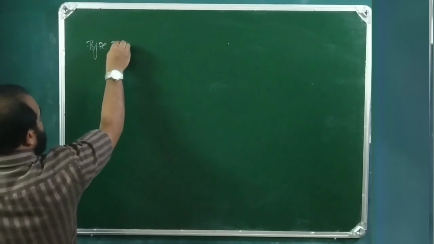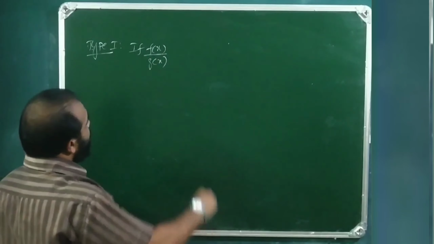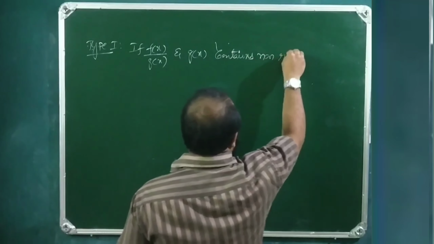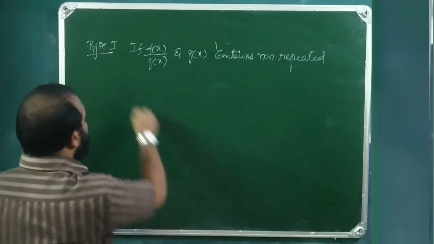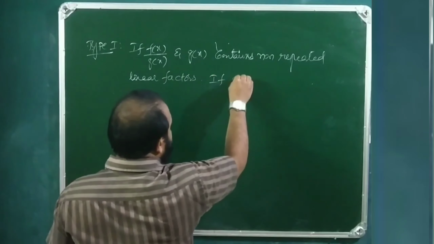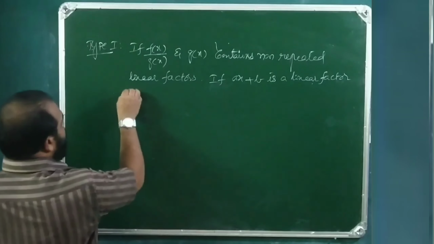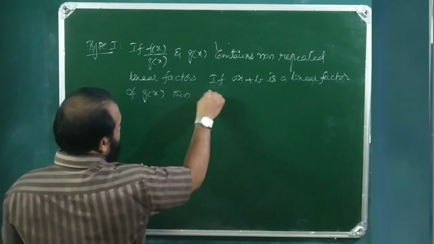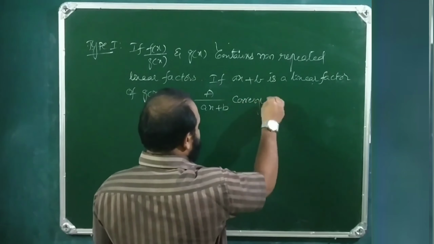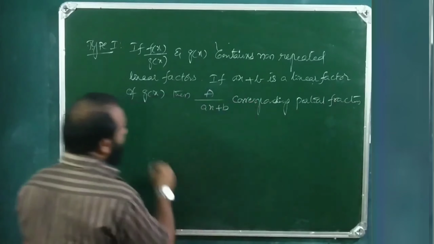Type 1. If f of x by g of x is a proper fraction and g of x contains non-repeated linear factors, if ax plus b is a linear factor of g of x, then A by ax plus b is its corresponding partial fraction, where A has to be determined.